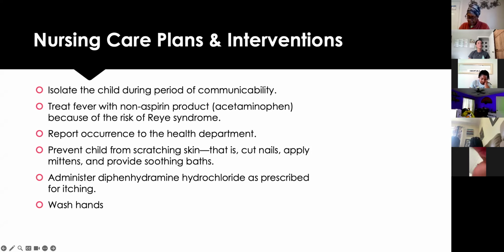And then we want to prevent that child from scratching. We know anytime we scratch an itch, then we can cause skin breakdown. So we want to make sure that we keep our nails really short. We may have to put mittens on to keep them from scratching. And then we can do topical treatments like lotions or soothing baths to help prevent that itching. Also, we can use Benadryl, that diphenhydramine, for itching. And we want to make sure that we are doing really good hand washing so that we are not spreading the infection to others.